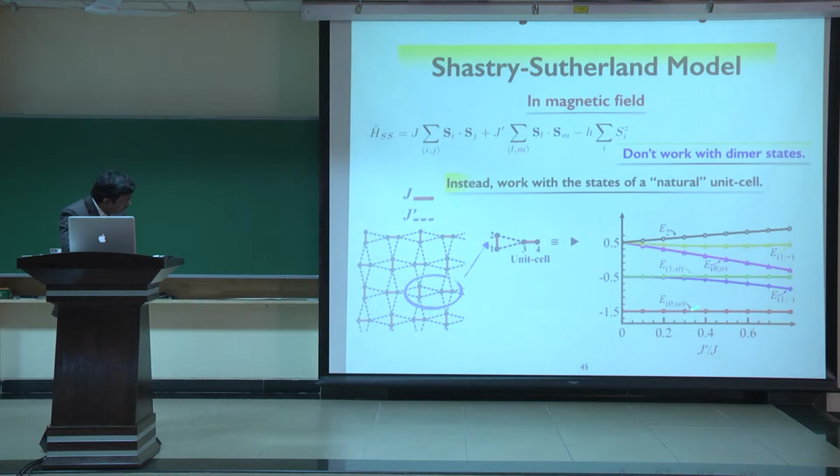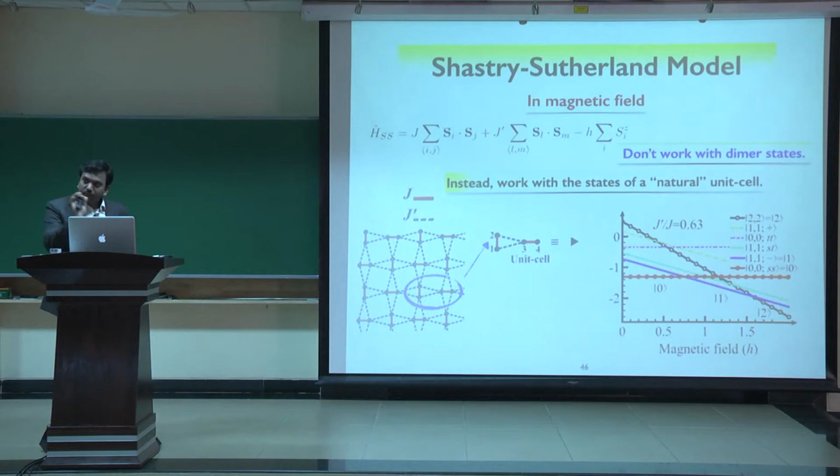Okay, it again has a singlet. It has to have, which is just the dimers forming singlet, the red line, and then it has triplets and so on. Our interest is in the magnetic field. So this is important. Now we follow the same philosophy: in the presence of a magnetic field, what is generating magnetization? Well, the crossing of the nearest triplet to the singlet.